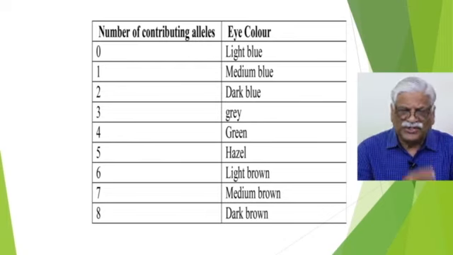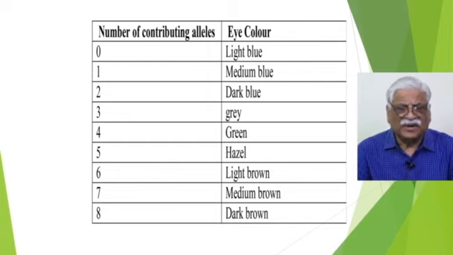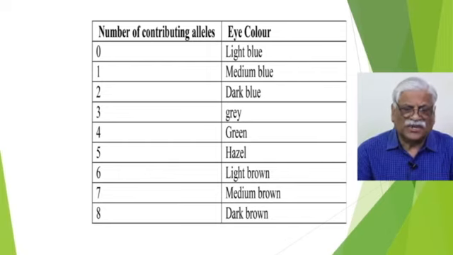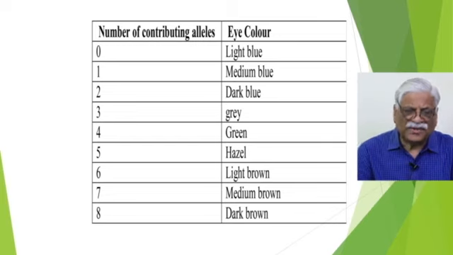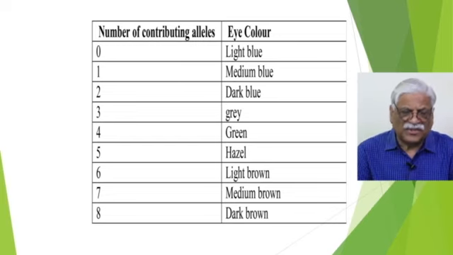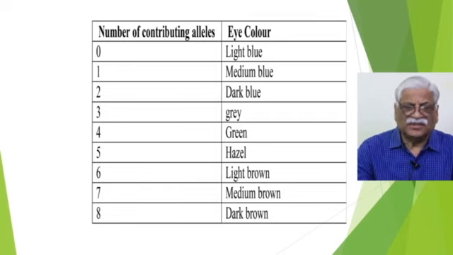Dark blue, 2 genes are responsible, which are alleles. Gray color, 3 genes are responsible. Green color, 4 genes. Hazel, 5 genes. Light brown, 6 genes. And medium brown, 7. And finally the dark brown, 8 genes are responsible. So the number of contributing alleles is shown in this diagram against the eye color.